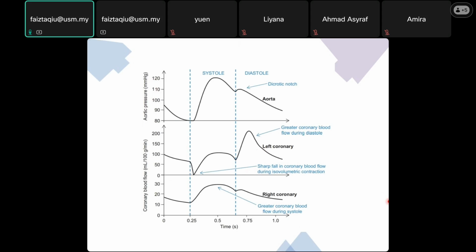So when you have a patient with pulmonary hypertension, the right ventricular pressure will increase. This is the condition when the systolic blood flow of the right side can cease. That is why in patients with pulmonary hypertension, sometimes you do not do the operation, because it can actually cause cardiac arrest. So as you can see, for the right coronary, the greater coronary blood flow is during systole.